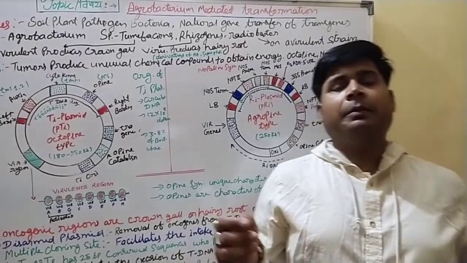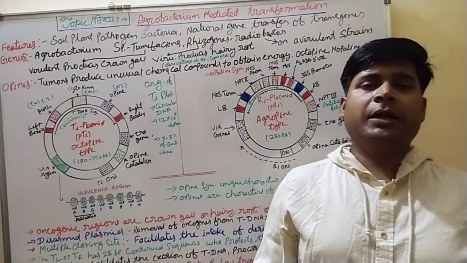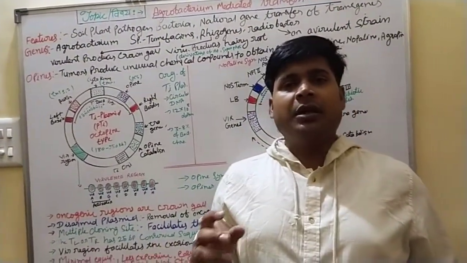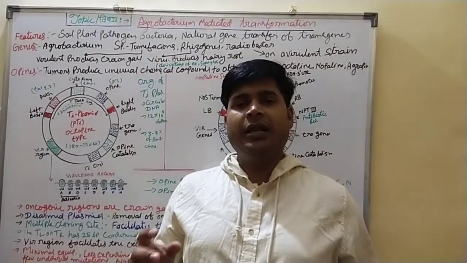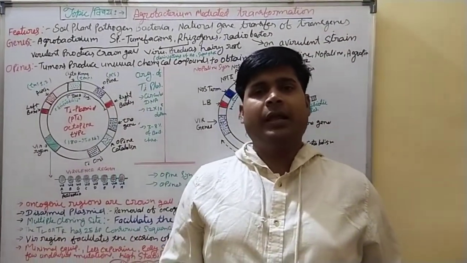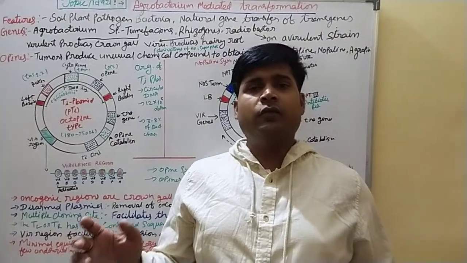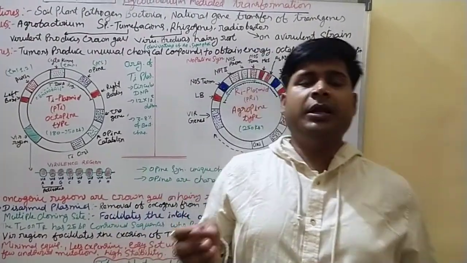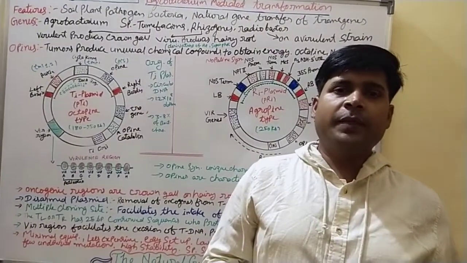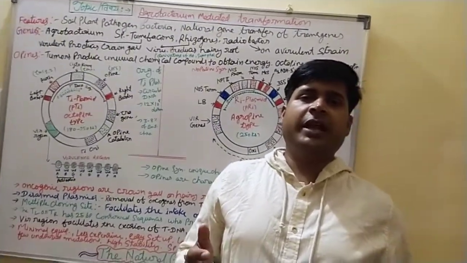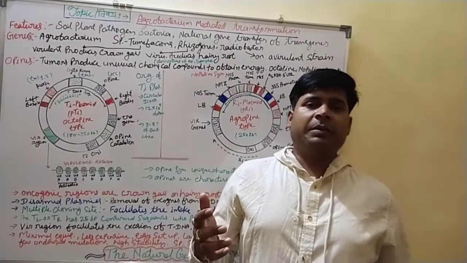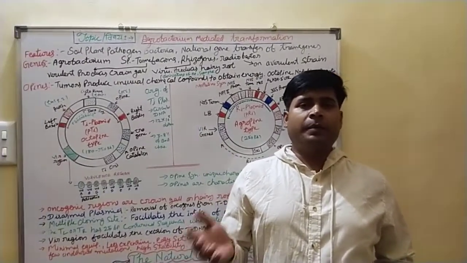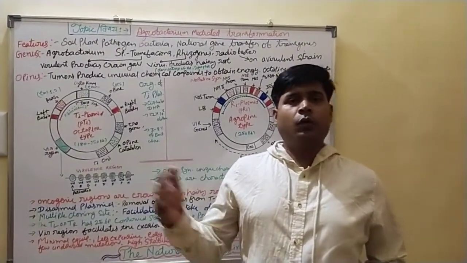Basically, the plasmid which is present in Agrobacteria is able to transfer the T-DNA from the bacteria to the host. And what is T-DNA? It is a section of DNA from the plasmid that is called transferred DNA, and which is capable of transferring from the plasmid genome to the host genome.